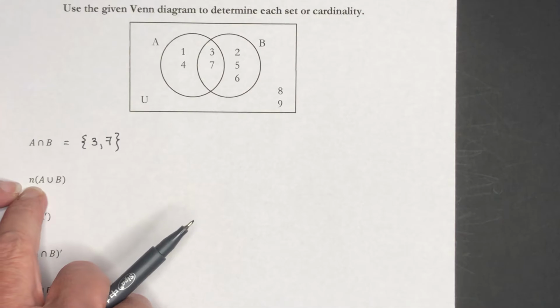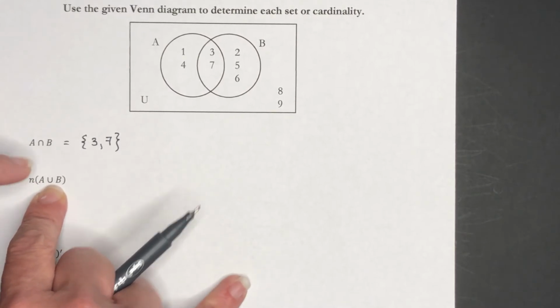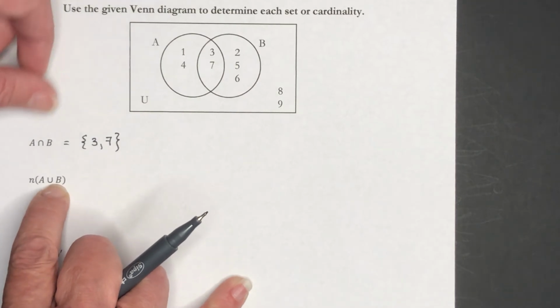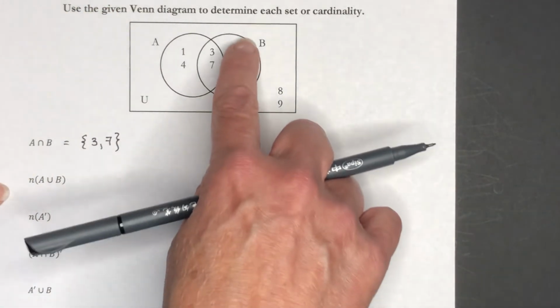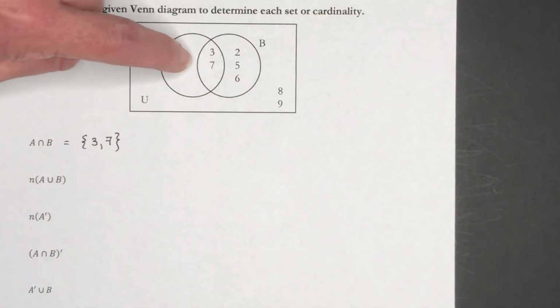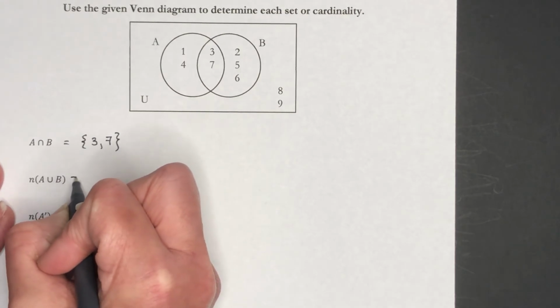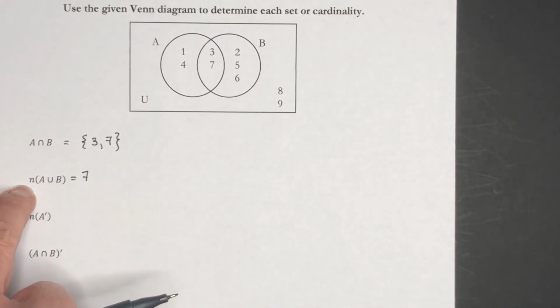Okay. Now the number in A union B, well, I used this as an example up above, but just looking at this, what I would recognize is, okay, the union of A and B would be everything that's inside the circles in total, and then I would just count them up. 4 plus 3, that number is simply 7. And it's not a set because we're asked for the cardinality of it.